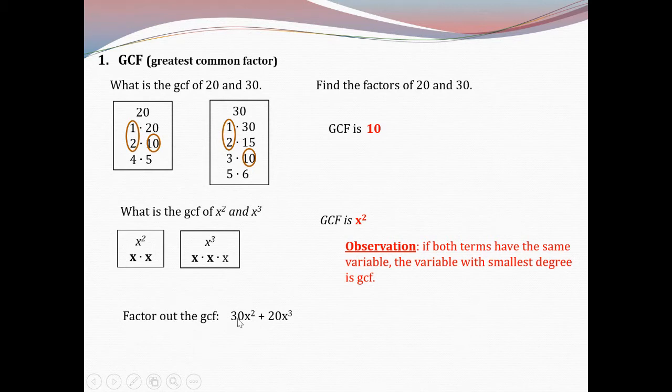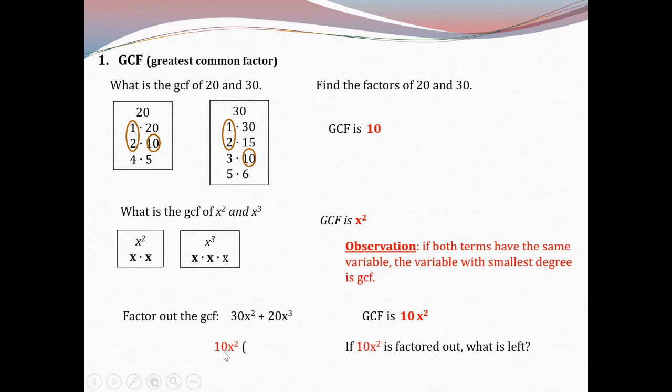You're going to factor out the GCF of 30x squared plus 20x cubed, right? So we already know what the GCF of 30 and 20 is. It was 10. The GCF of the numbers is 10, and for the variables it was x squared. So that is my GCF. Now I'm going to factor it out from this expression here, from 30x squared plus 20x cubed. So if I factor out 10x squared, what's left?